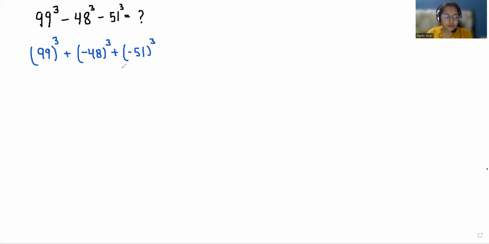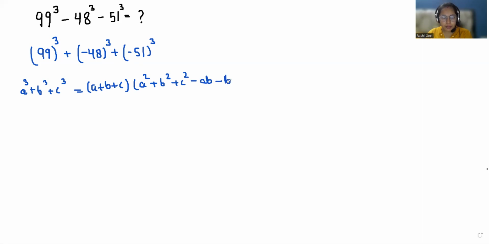Now we know the very famous identity, that is a cube plus b cube plus c cube is equal to a plus b plus c, and in another bracket a square plus b square plus c square minus ab minus bc minus ca, plus 3abc.